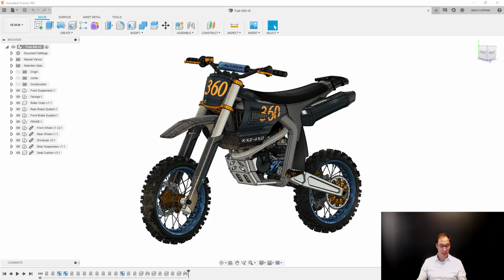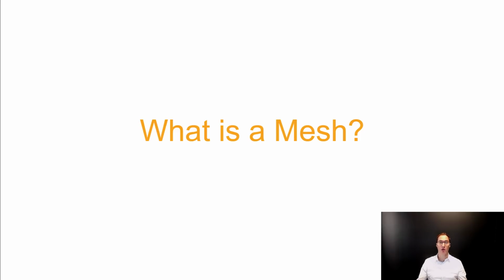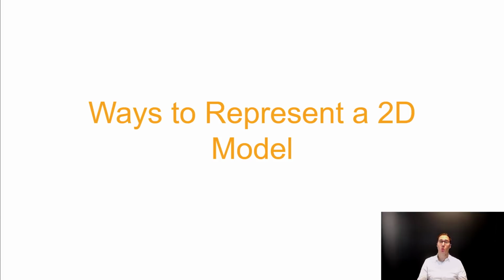So let's jump over to my slideshow, and here you're going to see that we're starting with what is a mesh. A mesh is a way that you could represent a 3D object. And for the record, it's one of many different ways that you could use to represent 3D objects. We'll talk about what some of the other ways are and what the differences are between them in just a minute, but we're actually going to go even more basic than that. We're going to start off with 2D. So what are the different ways you can represent a 2D model?